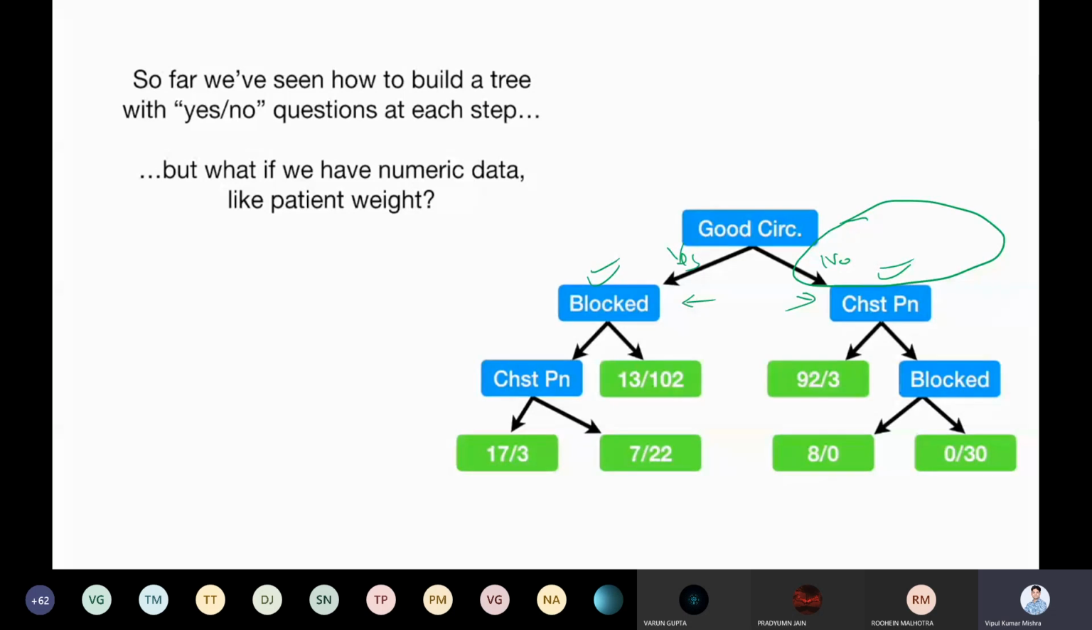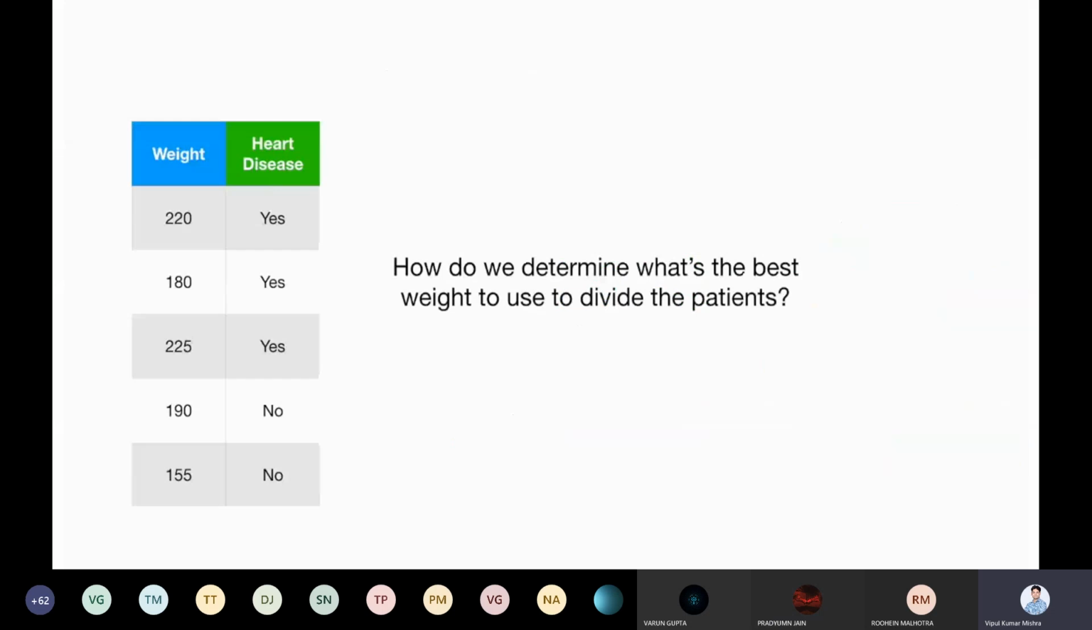Is everyone getting it? Any doubt till this part? Guys, any doubt till this part? Anyone? No, sir. Cool.